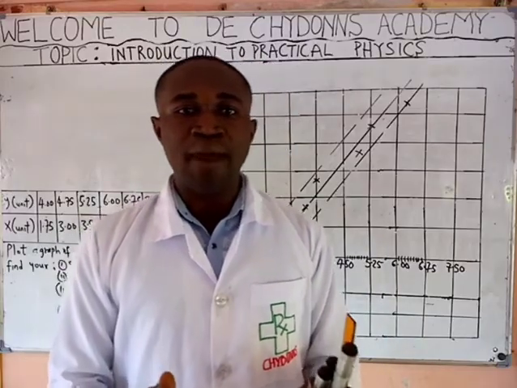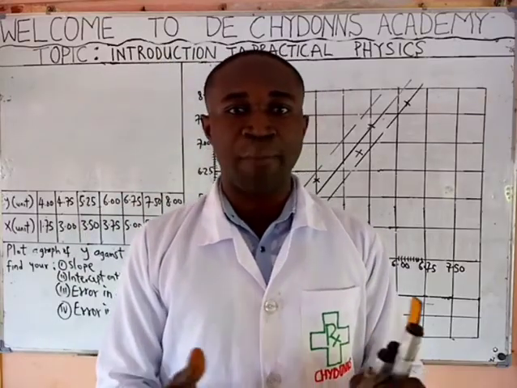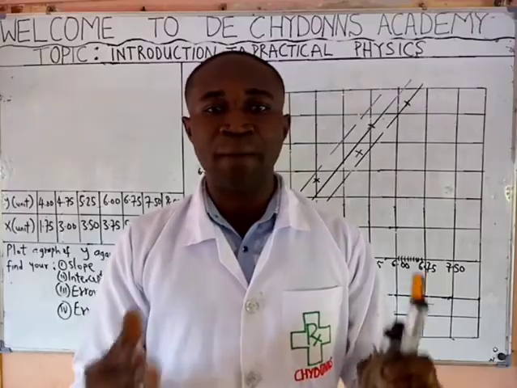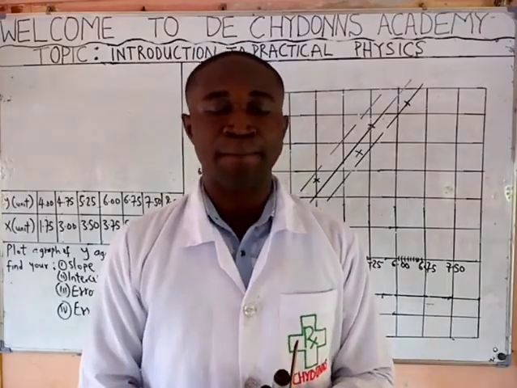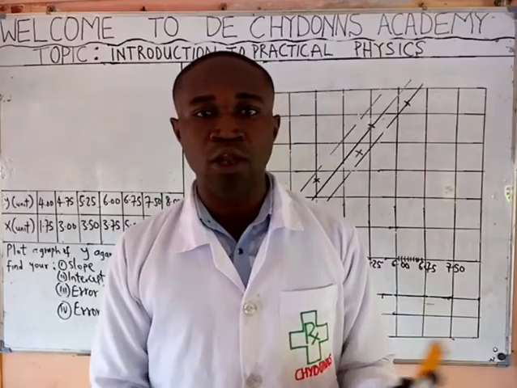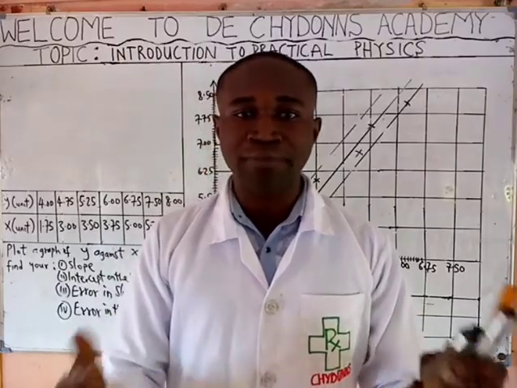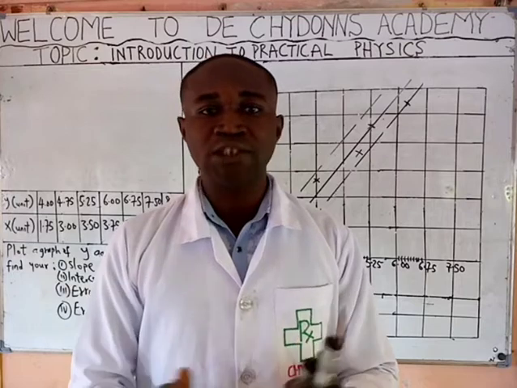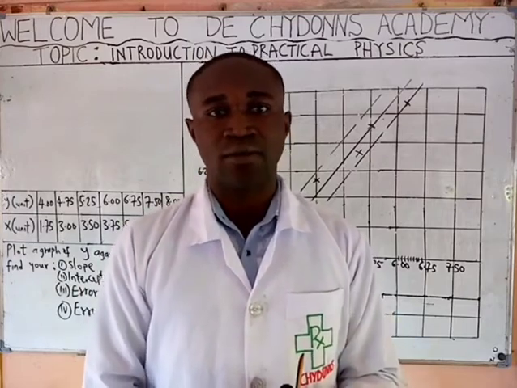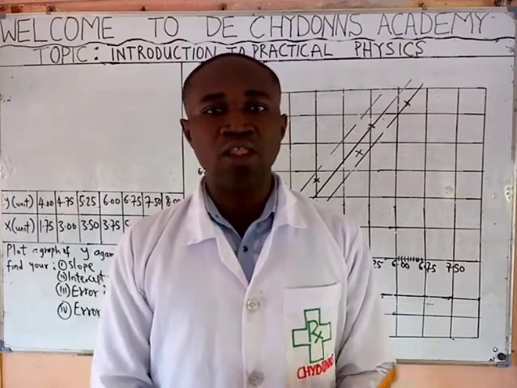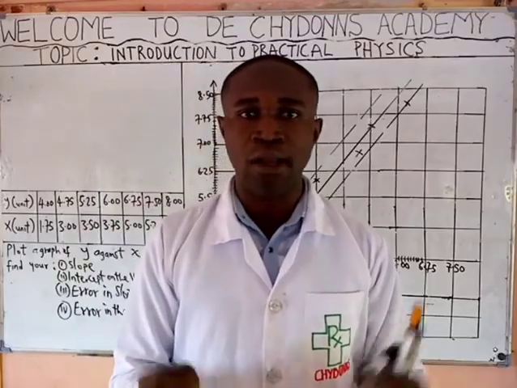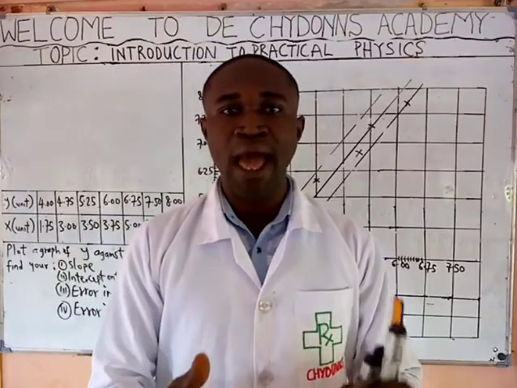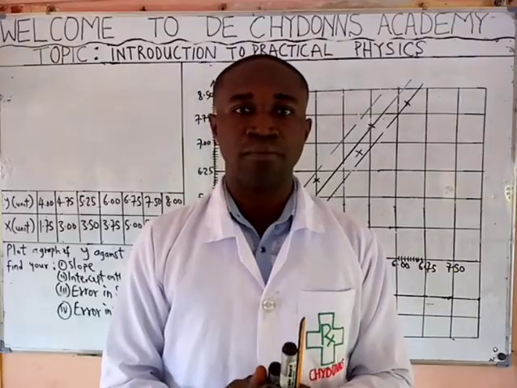One of the experiments that a student is meant to perform is experiment on heat, experiment on electricity, experiment on simple pendulum, experiment on optics or light, experiment on moment. So there are a lot of experiments a student is meant to perform or run in the laboratory with the help of the instructor.